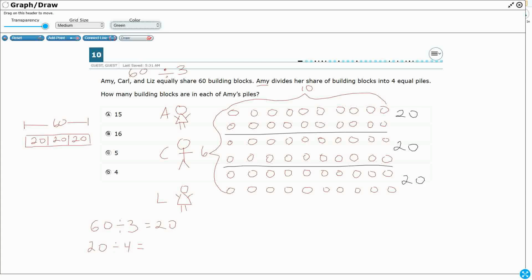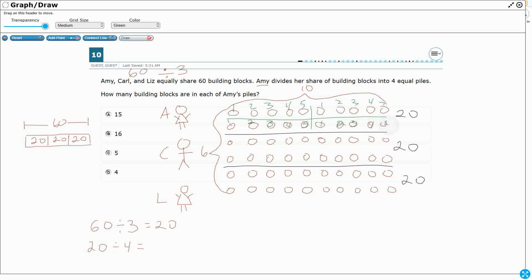Well, I can easily divide it into 2 equal piles if I draw it like this. Now I've got a 10 and a 10. And then how do I cut each of those piles in half? Well, if I take 10 and cut it in half, I'm going to get 5 and 5. Now let's look. Do I have 4 equal piles? 1, 2, 3, 4. And yes, I've got 4 equal piles.